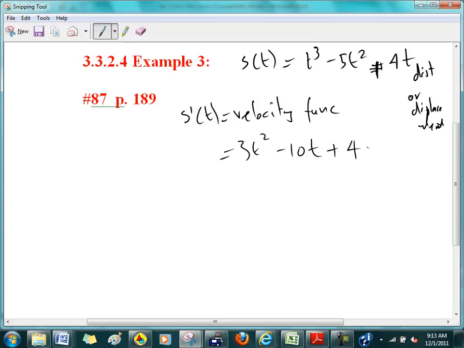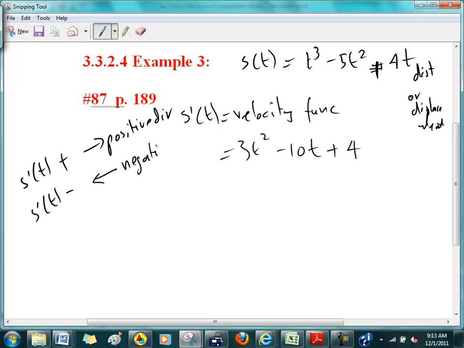Now a bit of convention. If s prime of t is positive, then you're going in the positive direction. If s prime of t is negative, you're going in the negative direction. That's convention. You guys with me on this?